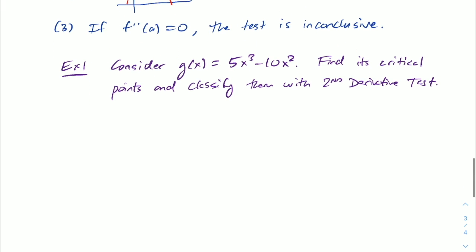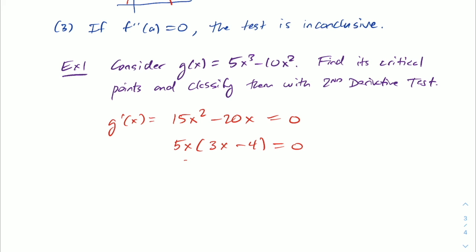All right, so first derivative by the power rule is going to be 15x squared minus 20x. If we set this first derivative equal to 0 and factor out 5x, leaving behind 3x minus 4, we'll get our two critical points. We'll get x equals 0 and x equals 4/3. So those are our critical points.